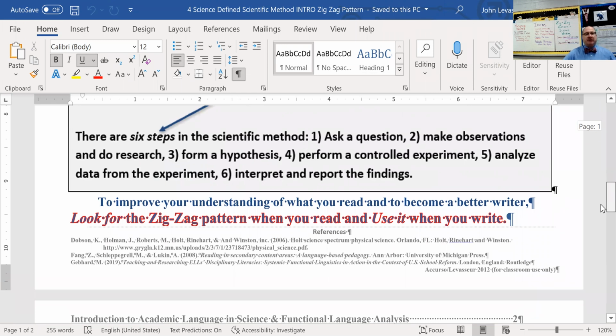The point of learning the zigzag pattern is that it helps you recognize the important parts of a science text. When you read a science text, you can find the important things to study by recognizing what they have zigzagged. And also when you write, it's a way of improving your writing. The zigzag pattern condenses your writing so that every sentence is filled with information.